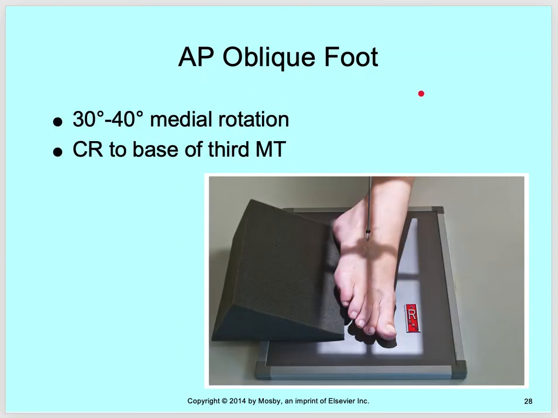So your AP oblique foot is a 30 to 40 degree medial rotation. So to the midline, 30 to 40 degrees, and then your central ray is still at the base of that third metatarsal joint right there.